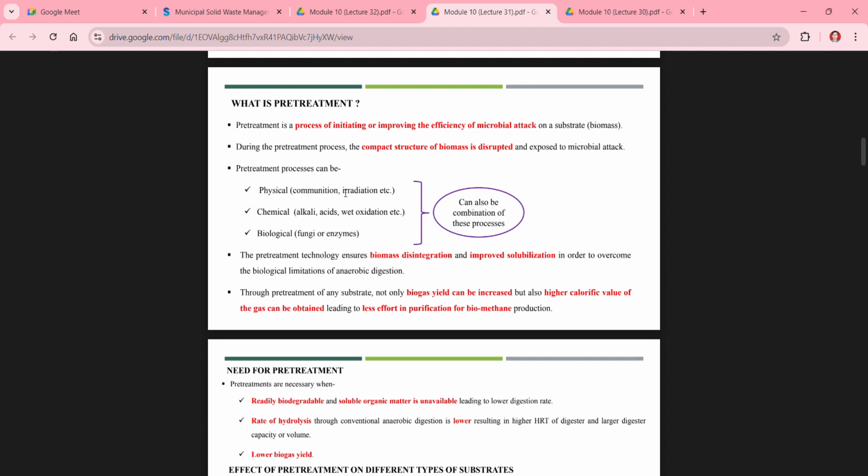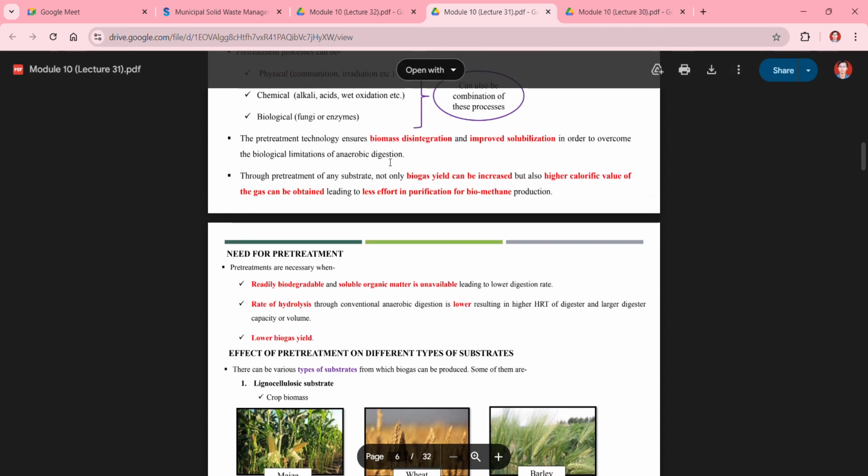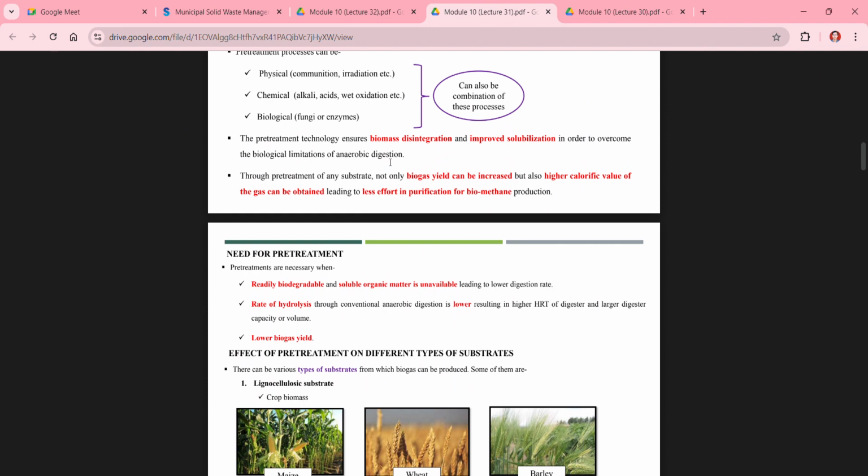Then there is some irradiation process also, which will help in the generation of pores on the surface of the biomass, which will help improve the efficiency of microbial attack. Then there are chemical processes, like alkali, acids or wet oxidation processes. Then biological processes are also there, which are performed with the help of fungi or enzymes for the improvement in microbial attack on the biomass substrate. The pre-treatment technology ensures biomass disintegration and improves solubilization in order to overcome the biological limitations of the anaerobic digestion process. Through pre-treatment of any substrate, not only can biogas yield be increased, but also a higher calorific value of the gas can be obtained, leading to less effort in purification for biomethane production.